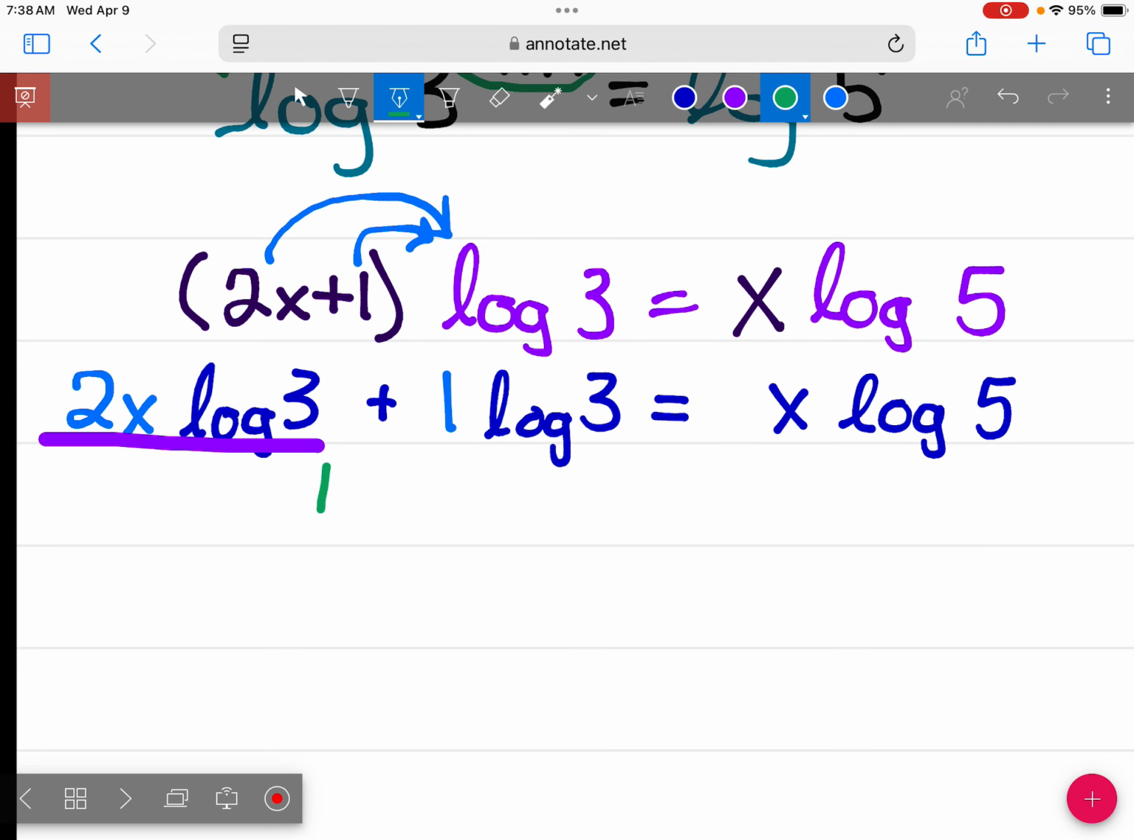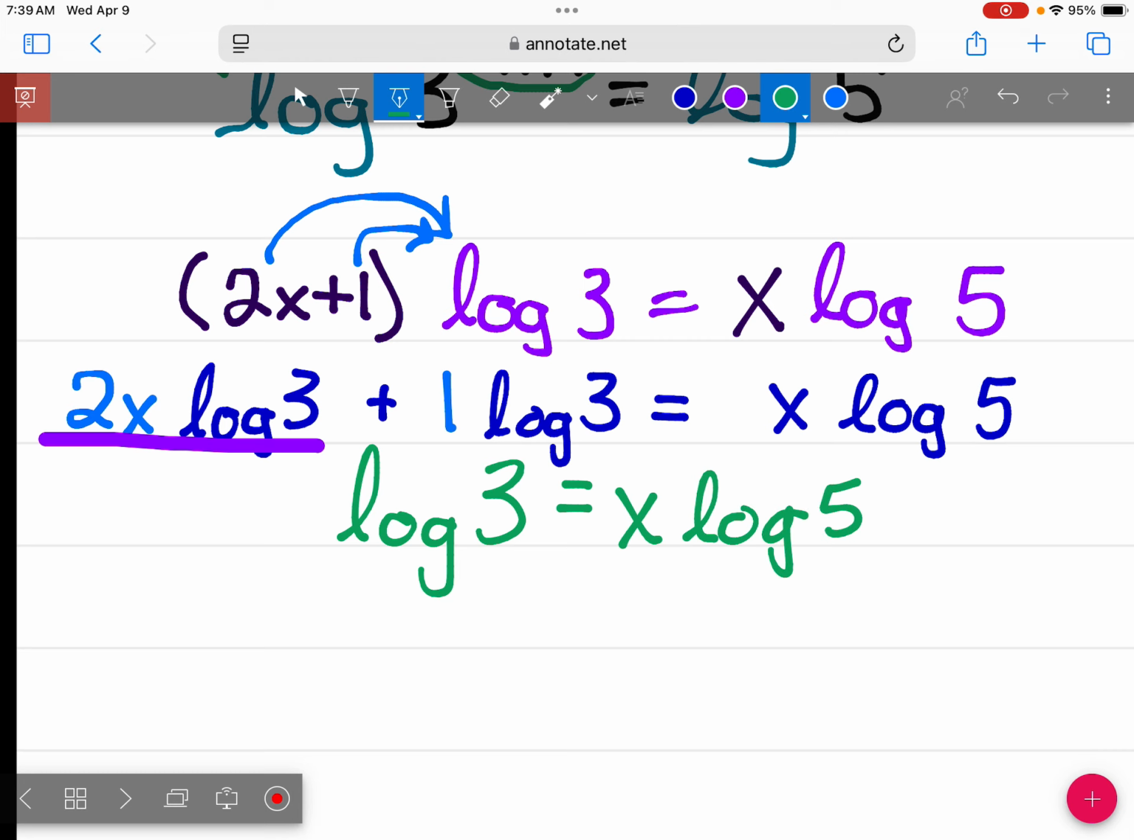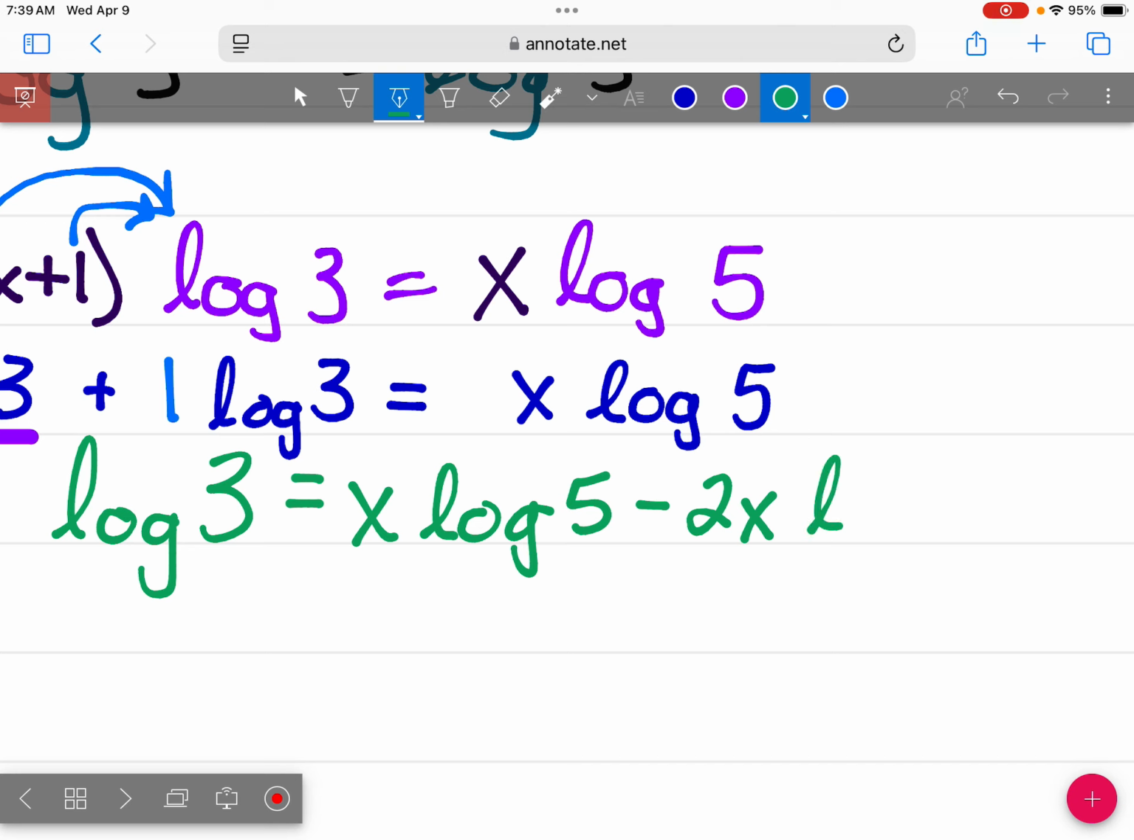So we're going to have our 1 log of 3, which we don't need the 1. I'm just going to put log of 3 because I don't want to write the 1. Equals our x log of 5 minus 2x log 3. Well, now I've got my x's on the same side of the equal sign. They're in the middle of a hot mess of stuff, but they're both there.